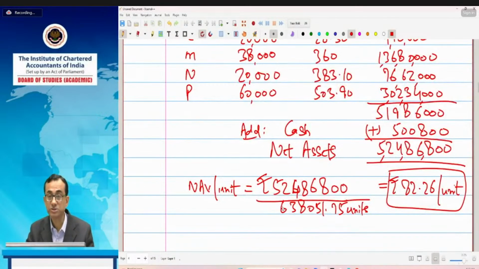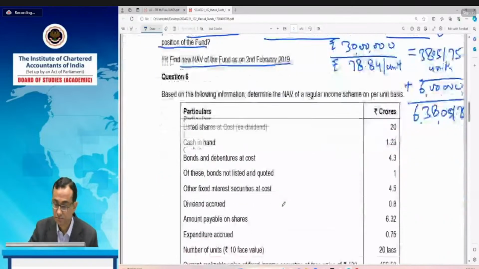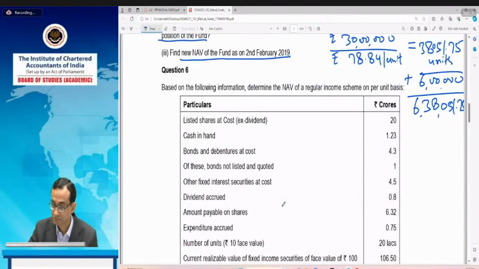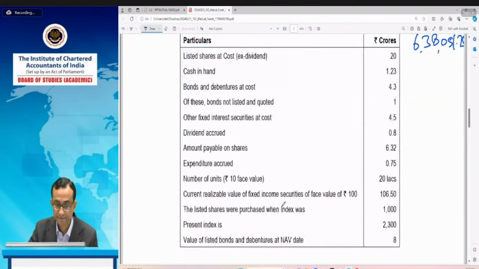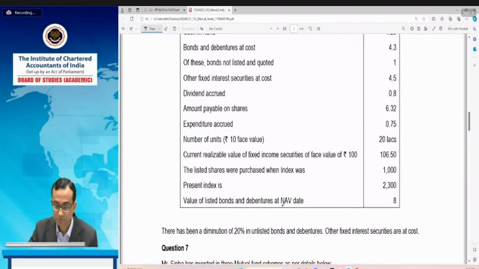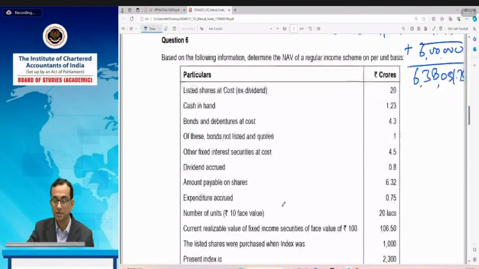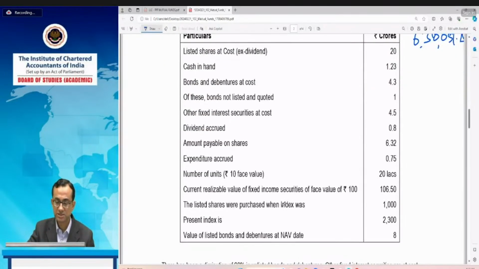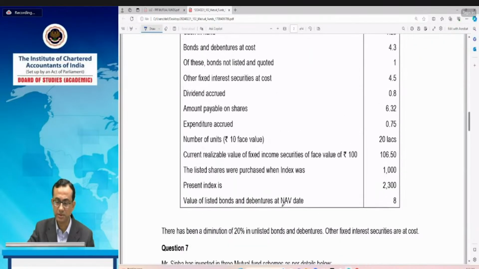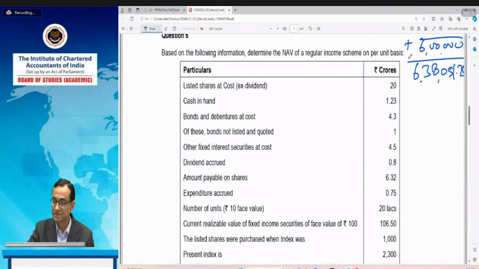So, shall we proceed to the next question? Fine. This is question number six, and this is the question I will be taking before the break. After that, we will be taking a brief break. So let us understand this question number six. It is basically simple. You have to calculate the net asset value in this case, and we have to understand what the figure is trying to tell. So let us consider this question.